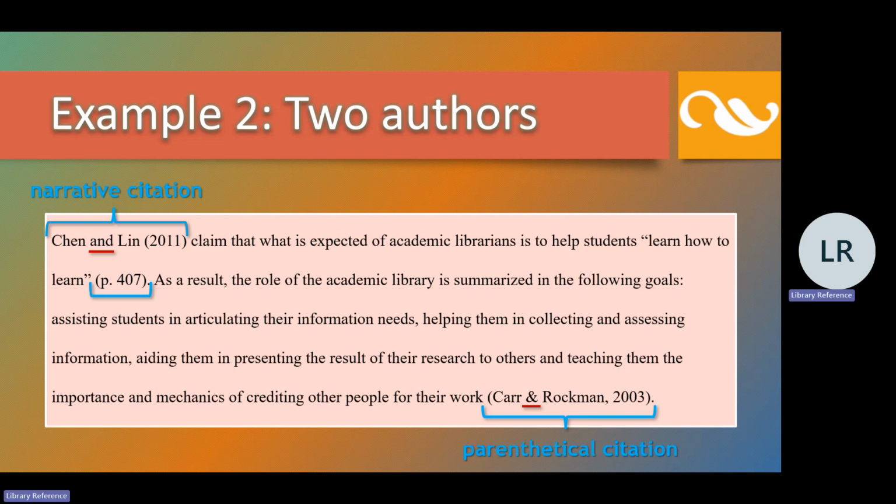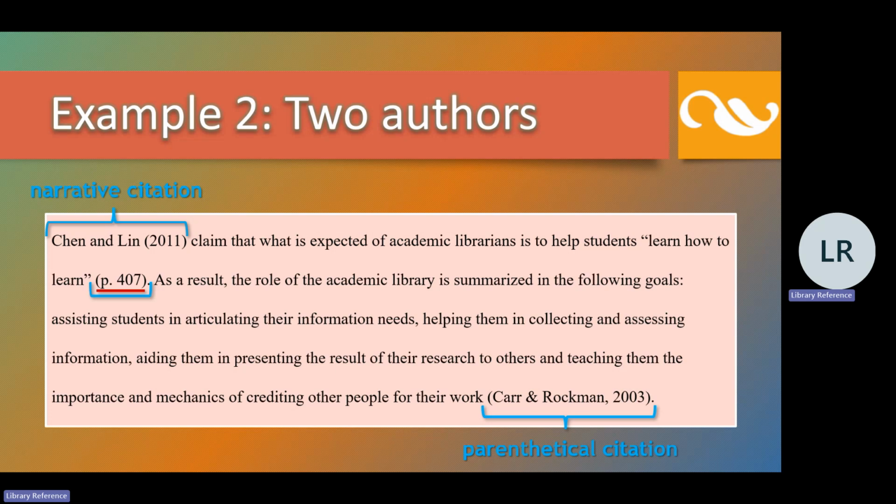Okay. Lastly, there's something else that we notice in the first citation, in the narrative citation, and this is a page number at the end of the sentence, page 407. Why do we have this page number here?